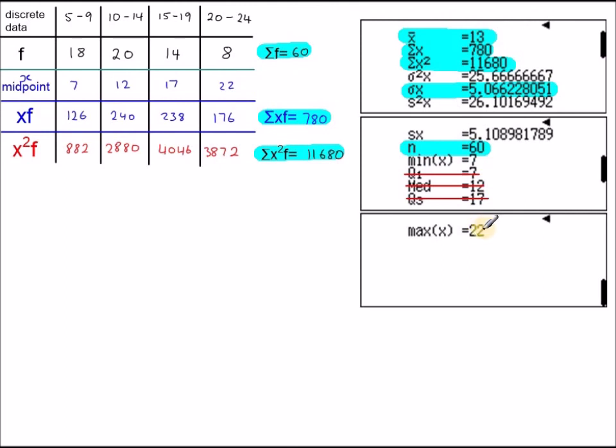Here's another value that's incorrect. The maximum value is 22. Well, according to our table, the boundaries here for the last interval were 19.5 to 24.5. So the maximum value could possibly have been 24.5, not this. Likewise, the minimum value, well, we start from 4.5, not 7.